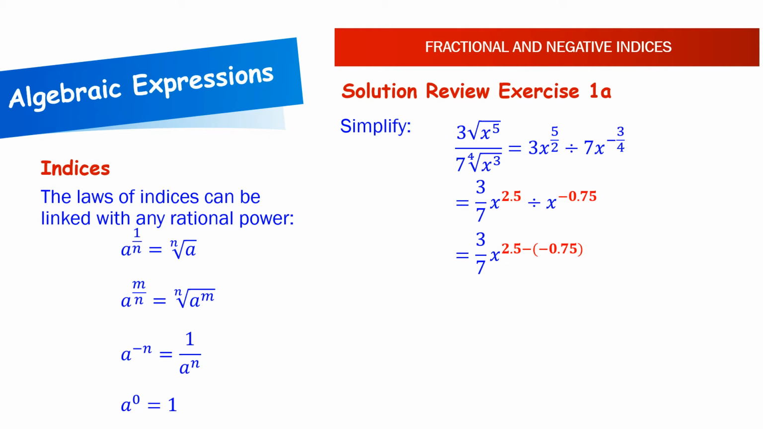We can now rewrite this as x to the power 2.5 minus 0.75, because we are dividing, and the base is the same of the numbers we are dividing. So this of course becomes 3 over 7 times x to the power 2.5 plus 0.75, and tidying up gives us 3 over 7 times x to the power 3.25.